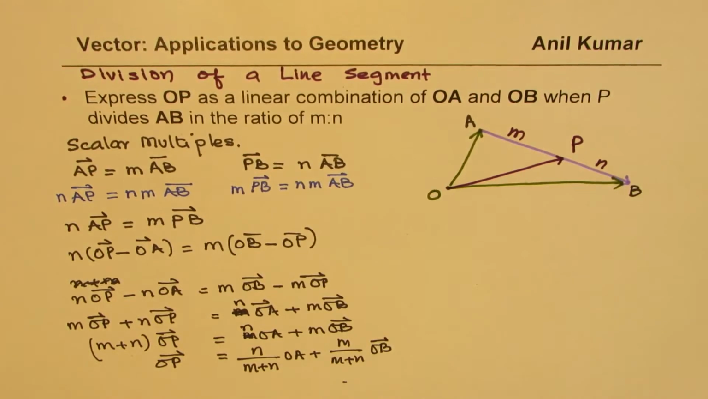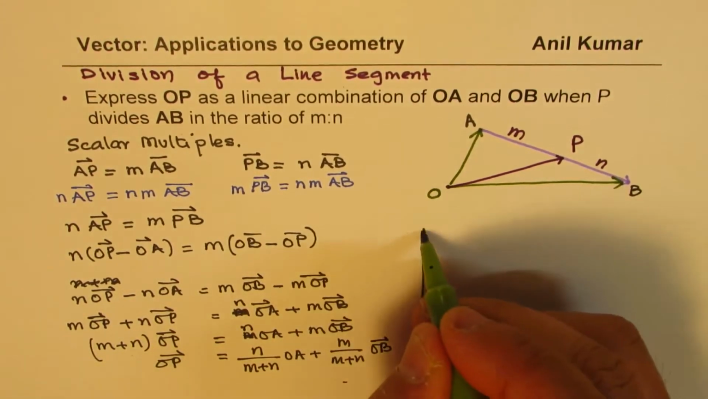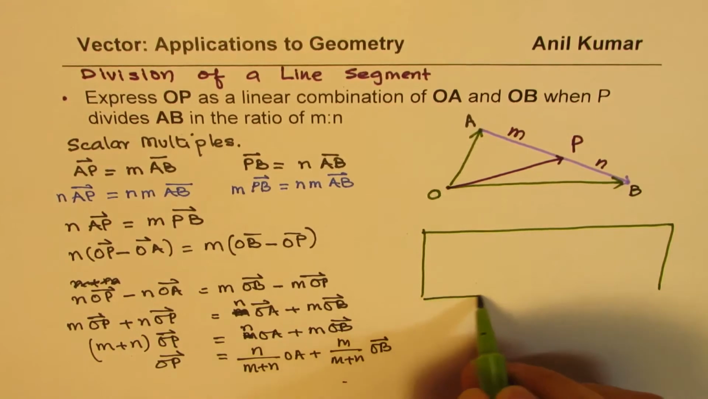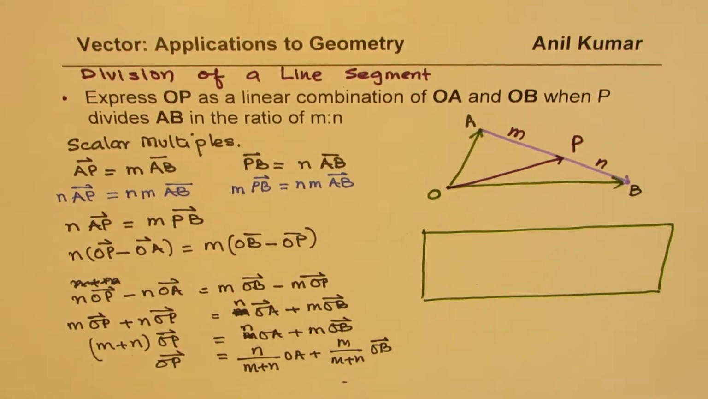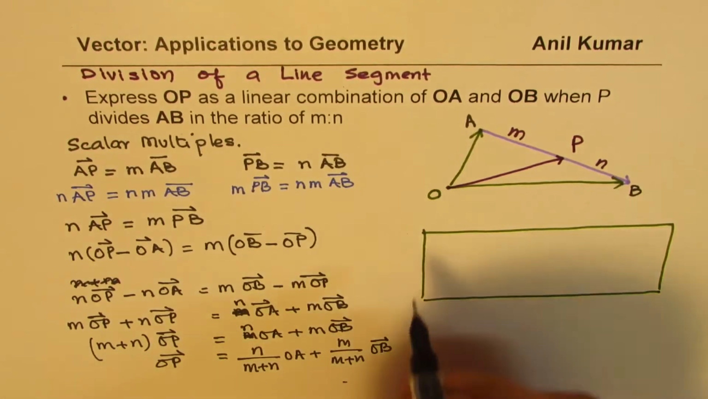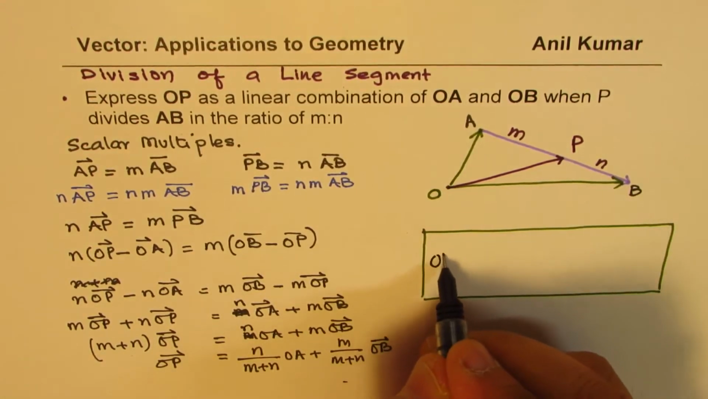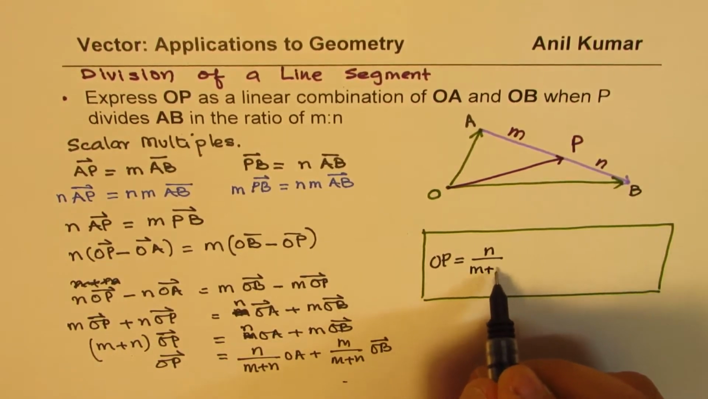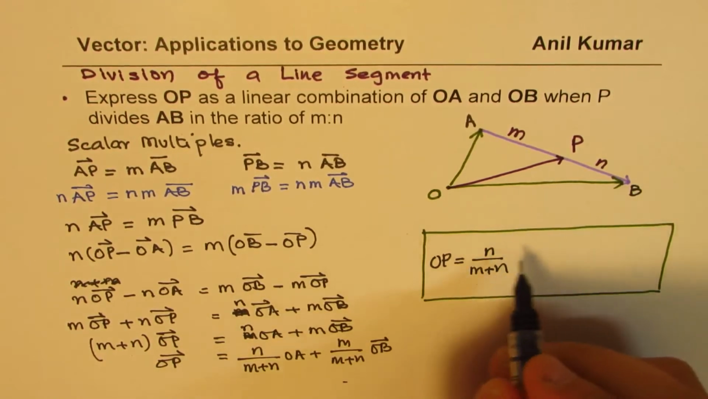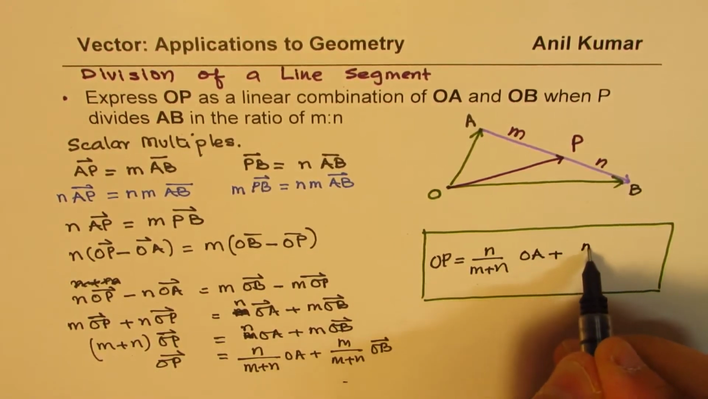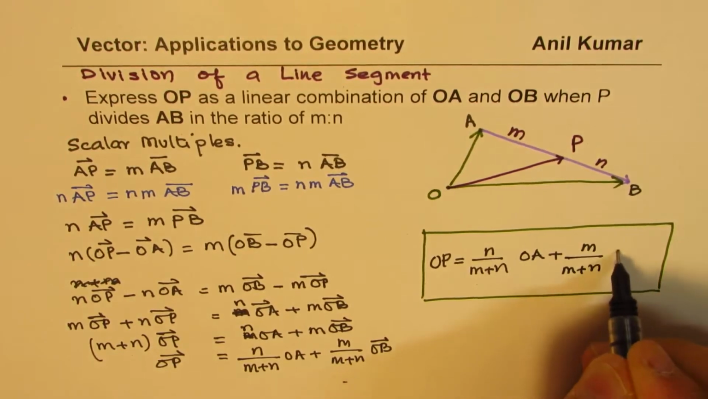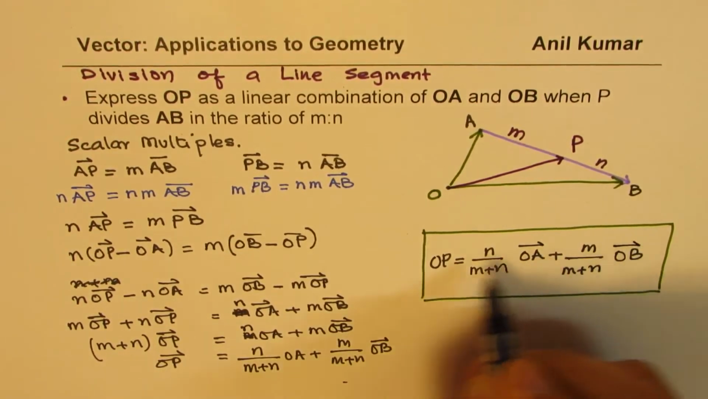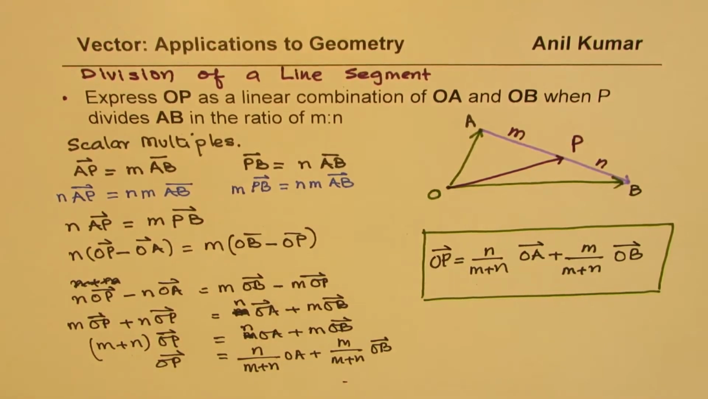Let me rewrite this formula here. It is also called the section formula, right? So sometimes it is referred to as the section formula. So OP is equal to n over m plus n times OA plus m over m plus n times OB, right? So this is the formula which will be utilized many times when we are talking about geometrical applications.